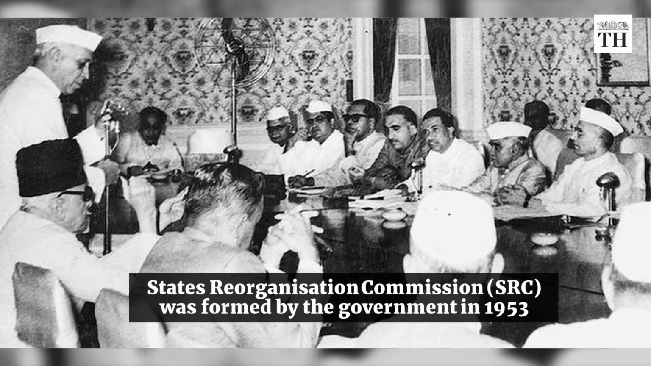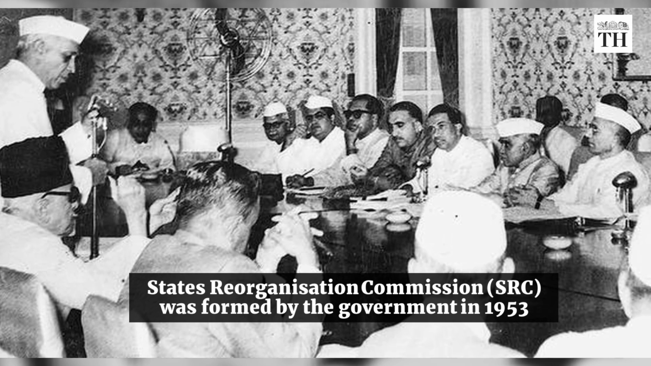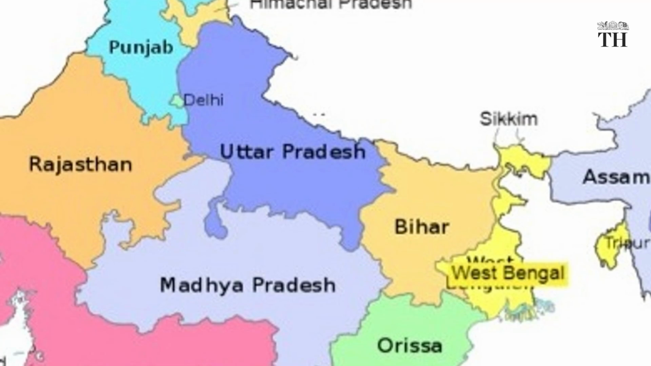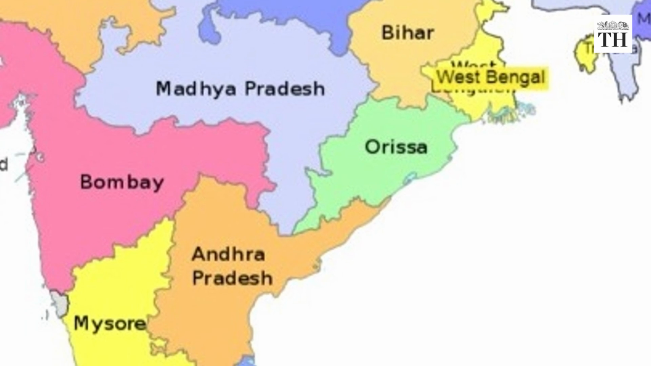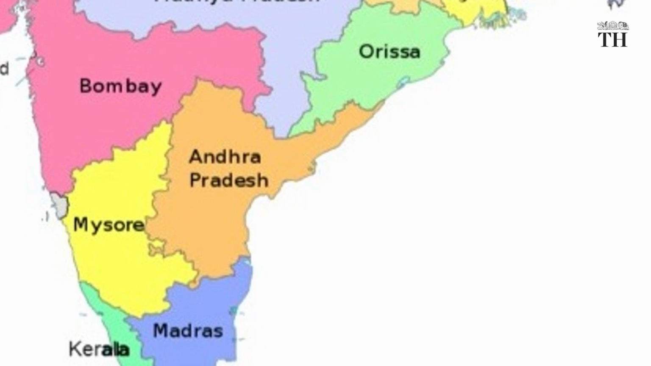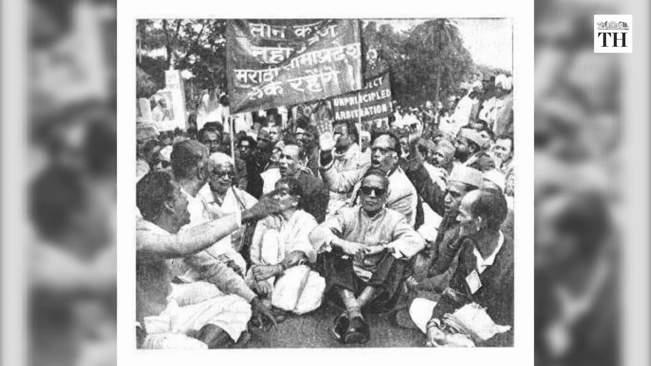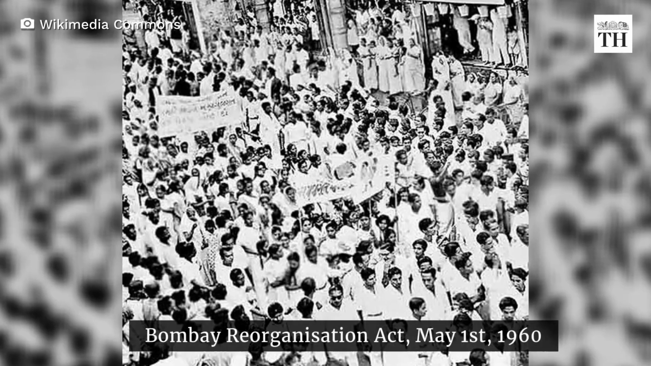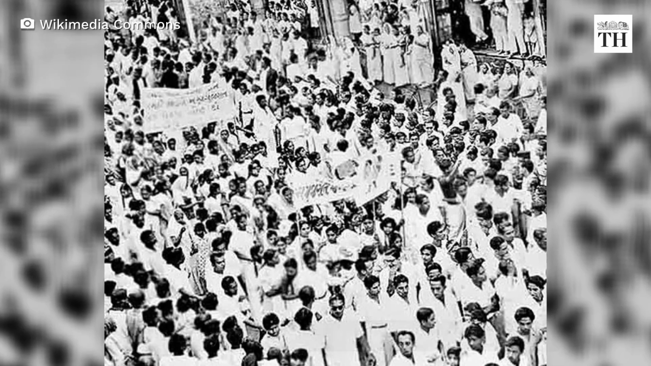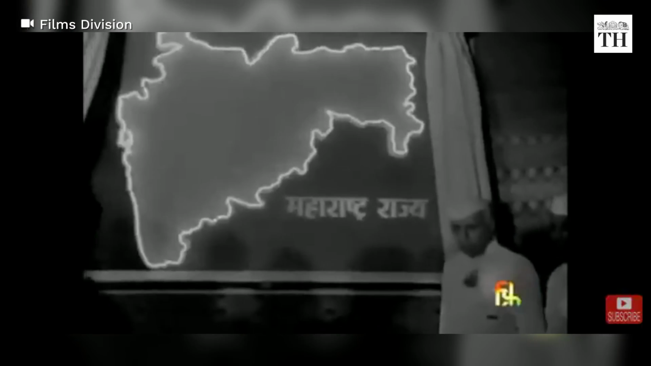Following this, the States Reorganization Commission was formed by the government in 1953. The government created 14 states and 6 union territories under the States Reorganization Act passed in 1956. In 1956, the map of Bombay was redrawn to include Marathi-speaking as well as Gujarati-speaking regions. This led to separate agitations and on May 1, 1960, through the Bombay Reorganization Act, Maharashtra and Gujarat were created. At Bhavan, a map of Maharashtra is unveiled to mark the birth of the new state.